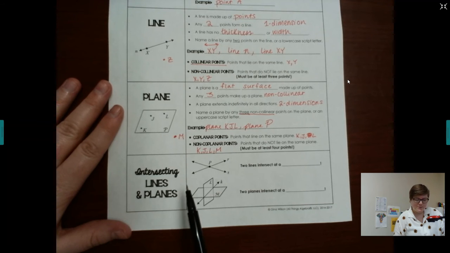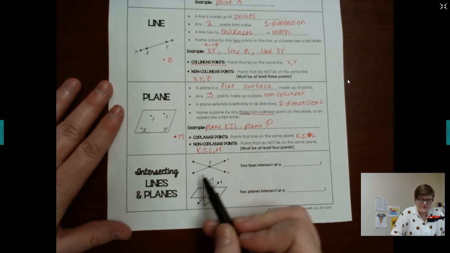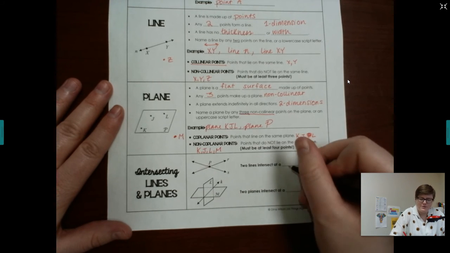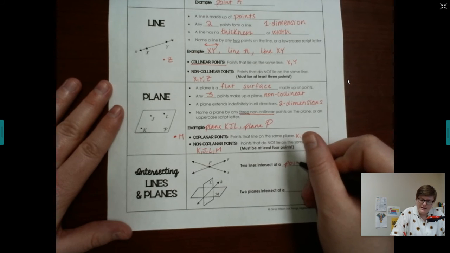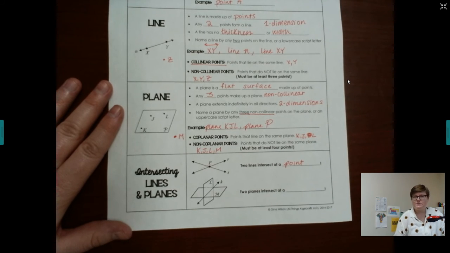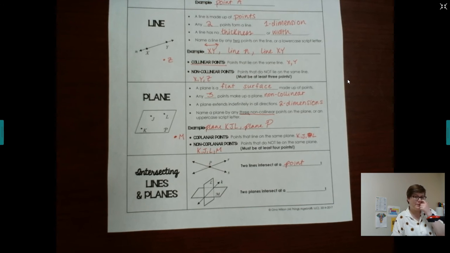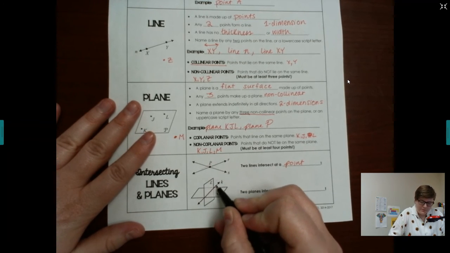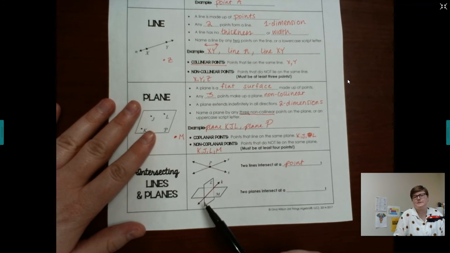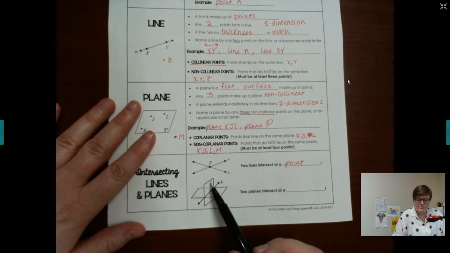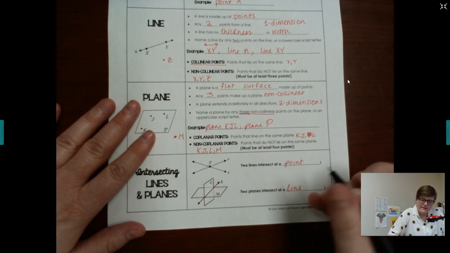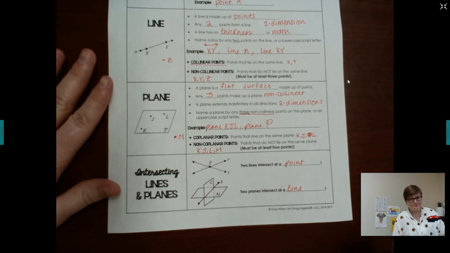Last but not least, we'll talk about what happens when lines or planes intersect. So here we've got two lines, line R and line S, and they cross right here at point P. And in fact, any two lines that intersect will do so at one point, and that is it. On the other hand, if we're talking about planes, they're going to intersect at a whole line. So plane L and M here are going to intersect at this line K.